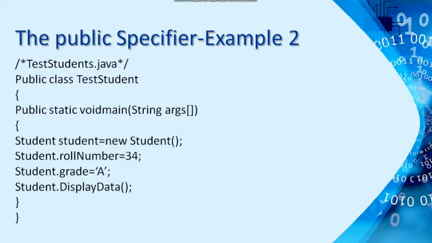Next one is the example of TestStudent, where the class name is TestStudent, public static void main, String arguments. You open a new block.